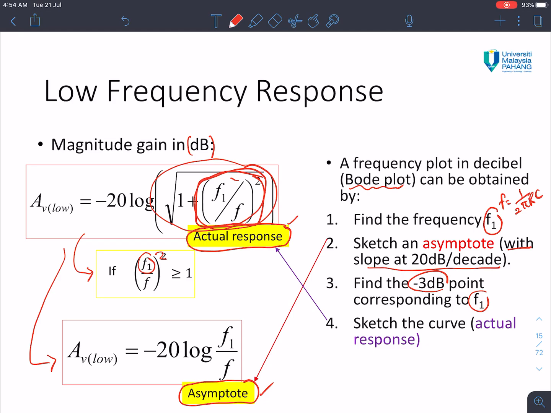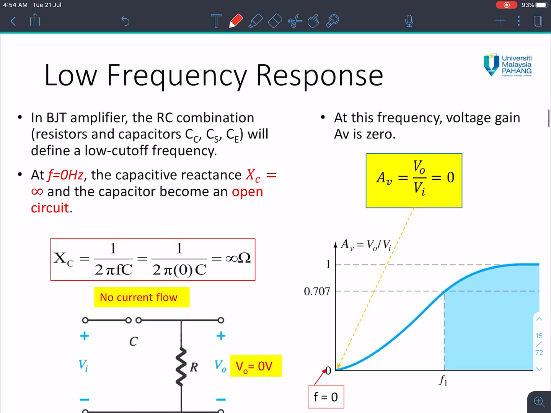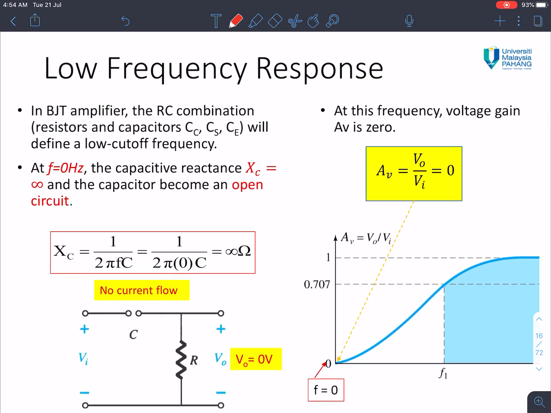Finally, we sketch the curve, which is the actual response, using this formula. You can see here, in a BJT amplifier, the RC combination, like I said before, the RC coupled circuit, the resistors and capacitors involved in this are CC, CS and CE. These three capacitors will define the low cut-off frequency.